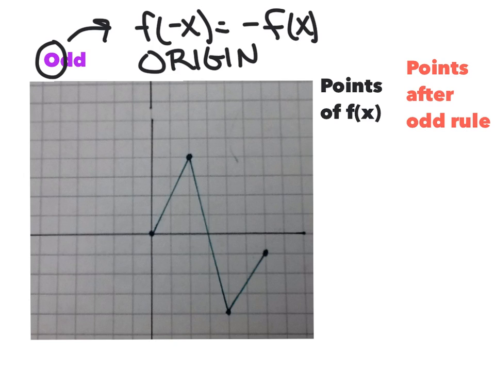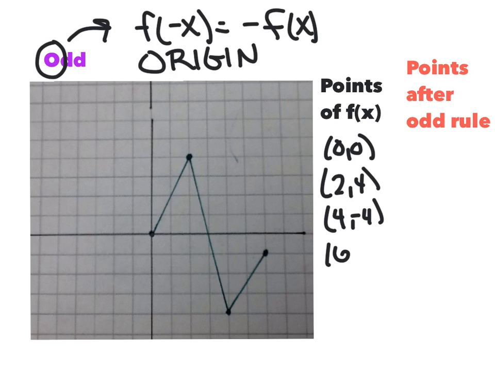So let's do the same thing. Let's list out the points of f of x. So starting at the origin, I have (0, 0). That's (2, 4). And (4, -4). And (6, -1).